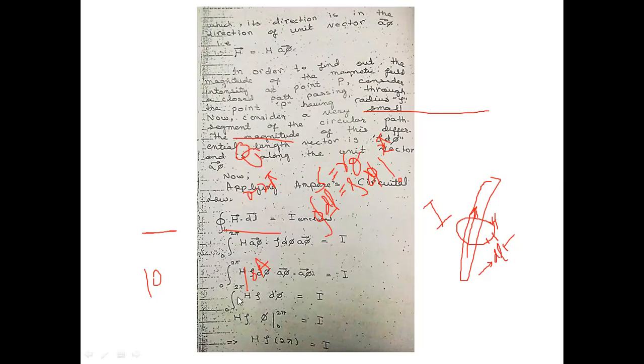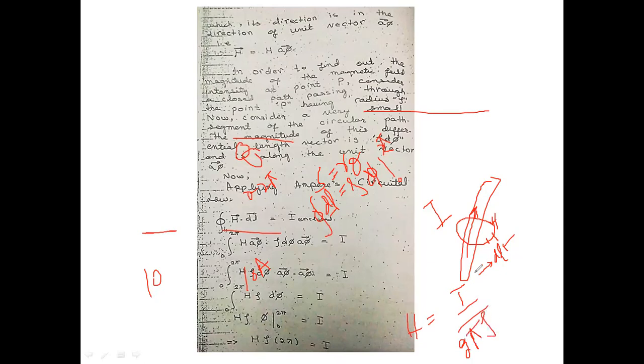So we will get I is equal to the integral of H rho d phi. Now applying integration, the limits for phi vary from 0 to 2 pi. So we will get 2 pi minus 0, which gives H rho 2 pi is equal to I. This is the value of the current. Now, in order to find the H value, H will be equal to I divided by 2 pi rho.